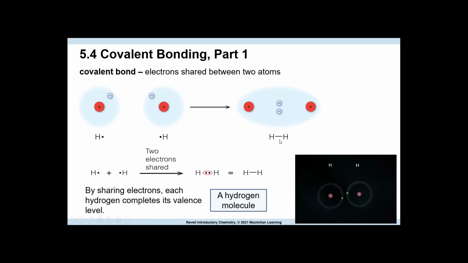It's more of a housekeeping thing. It's easier and cleaner to write it this way. So remember, the first energy level only holds two electrons. By forming a covalent bond, each hydrogen atom completes its valence level. We talk about octets, but for hydrogen and helium, two electrons is called a duet. So this fills a duet, which is two, and that makes it more stable because it now takes on the configuration of helium.